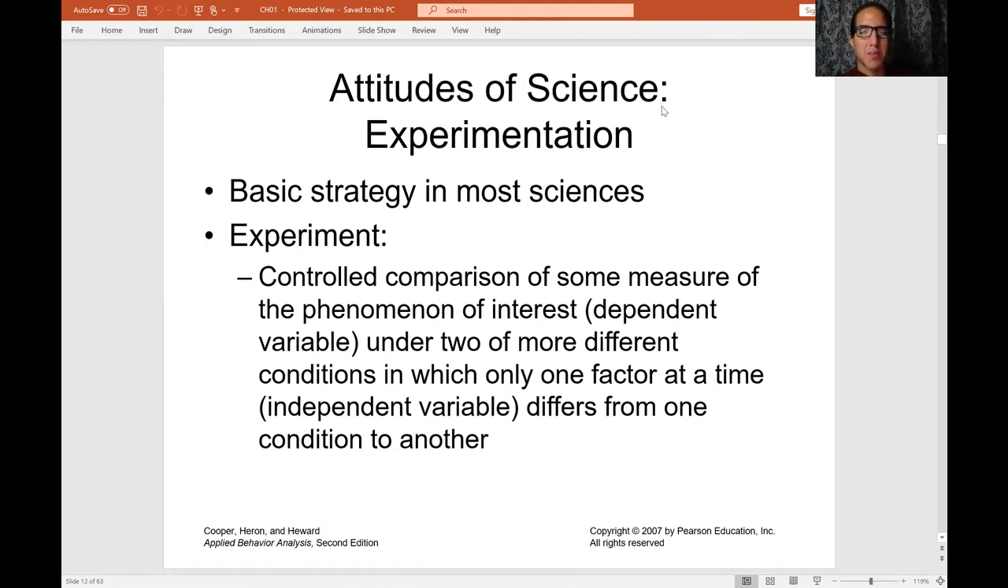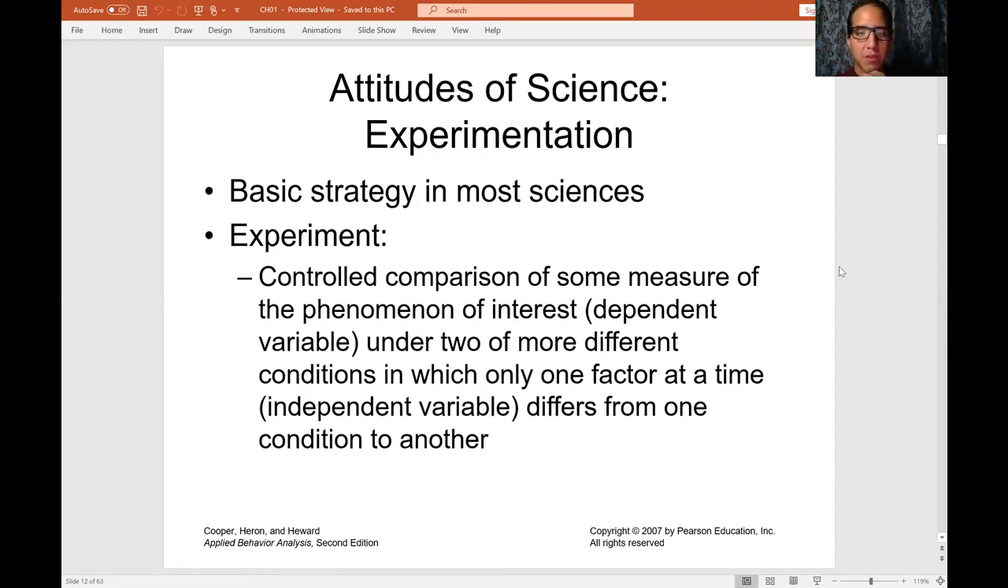Experimentation. Basic strategy in most sciences, right? You experiment. So what does it mean to run an experiment? They are controlled comparisons of some measure of the phenomena of interest, the dependent variables that we were talking about, under two or more different conditions in which only one factor at a time, the independent variable, differs from one condition to another. And there are two important things here that we need to look at.